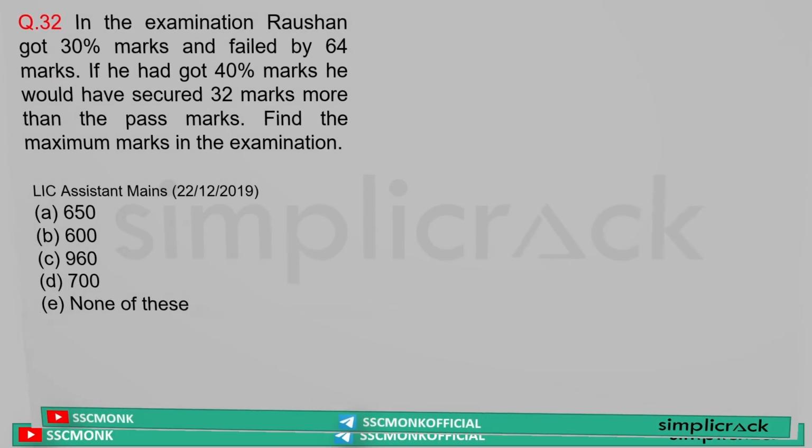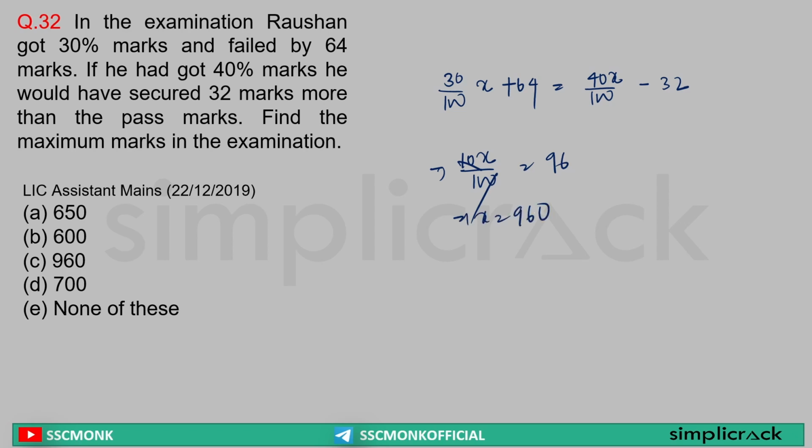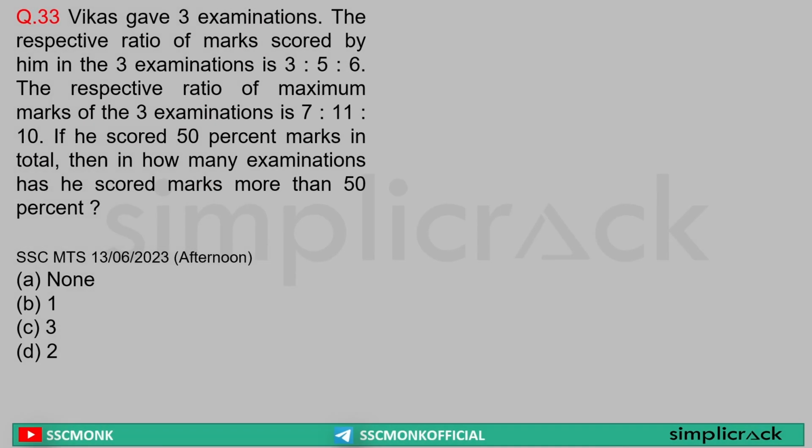Next. In an examination, Rawson got 30% marks and failed by 64 marks. If he had got 40% of marks, he would have secured 32 marks more than the passing mark. Okay, so 30%, that means 30 by 100 X, failed. If he got 40% of marks, secured 32 marks more. So I can write, sir, 40X minus 30X is equal to 10X by 100, and 64 plus 32 is equal to 96. Sir, the zeros crossed out. X is equal to 960. Maximum mark is equal to 960. Clear? Next.